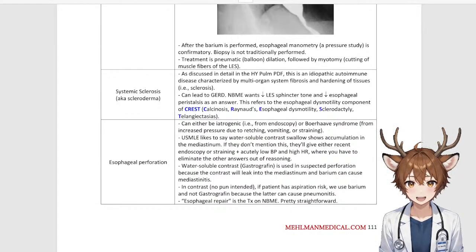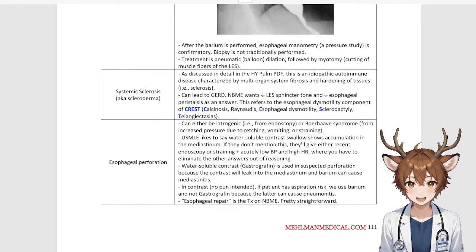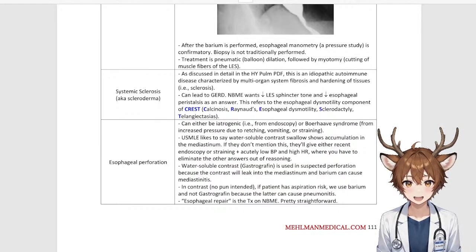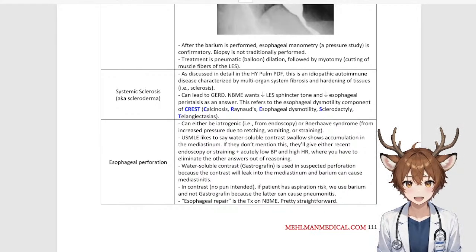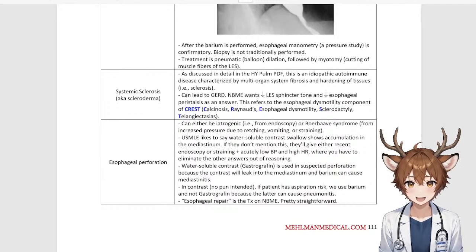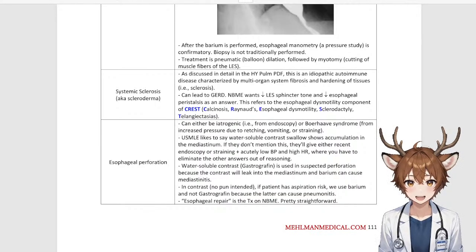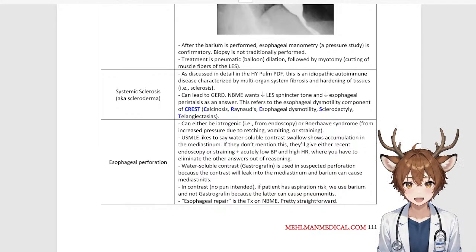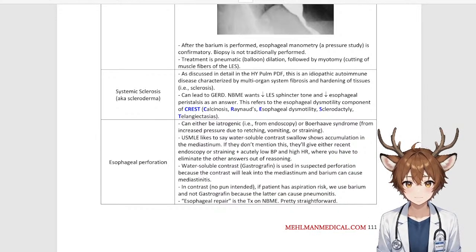Systemic sclerosis, that is to say, scleroderma. As discussed in detail in the high-yield pulmonary PDF, this is an idiopathic autoimmune disease characterized by multi-organ system fibrosis and hardening of the tissues, i.e. sclerosis, and can lead to GERD. NBME wants decreased lower esophageal sphincter tone and decreased esophageal peristalsis as an answer for scleroderma, or systemic sclerosis. This refers to the esophageal dysmotility component of CREST: calcinosis, Raynaud's phenomenon, esophageal dysmotility, sclerodactyly, and telangiectasias.